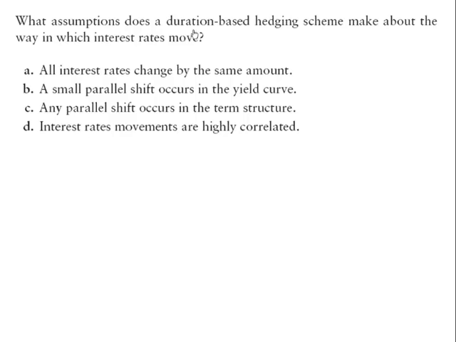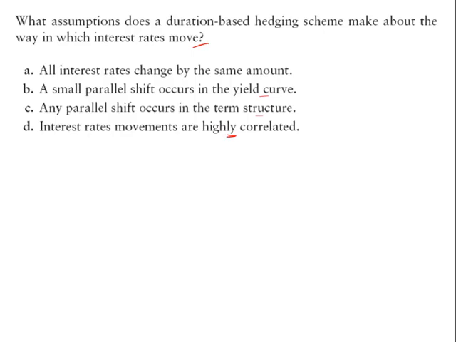What assumptions does a duration based hedging scheme make about the way in which interest rates move? All interest rates change by the same amount. A small parallel shift occurs in the yield curve. Any parallel shift occurs in the term structure. Interest rate movements are highly correlated.